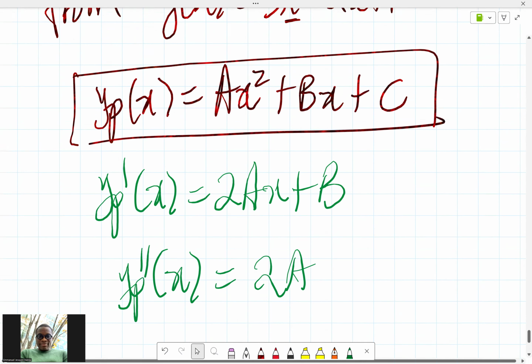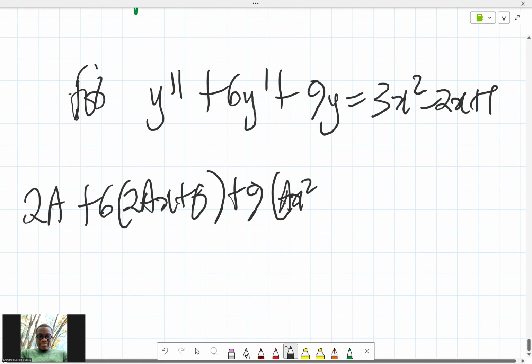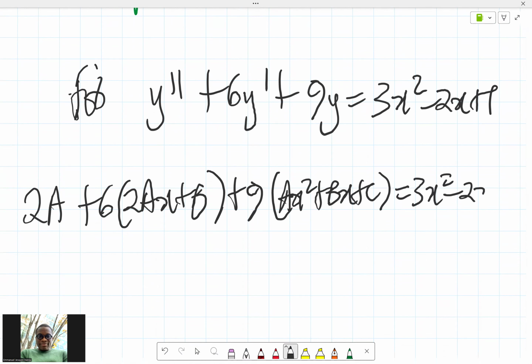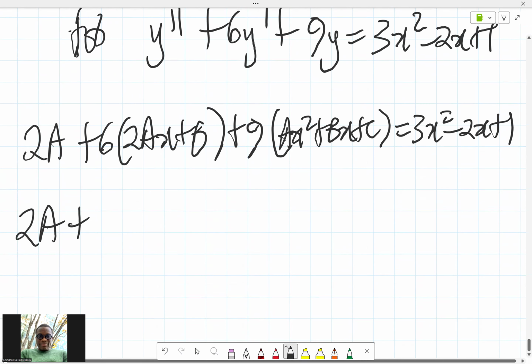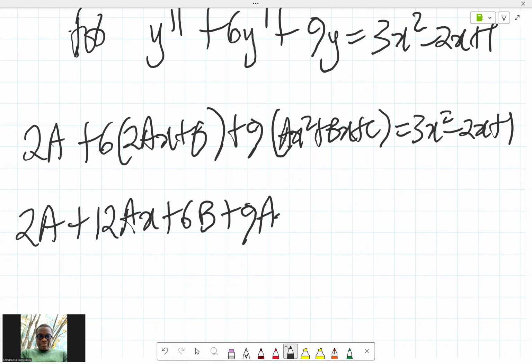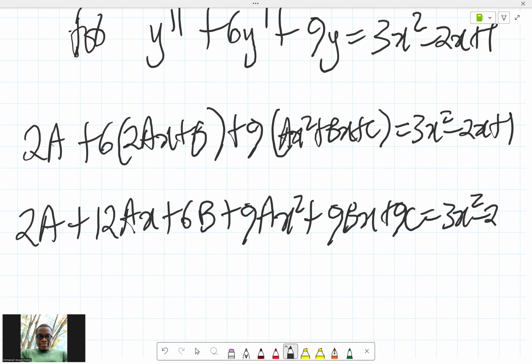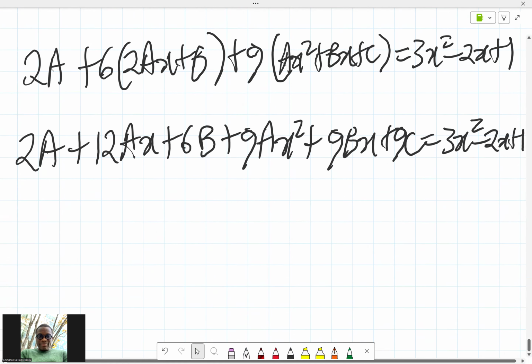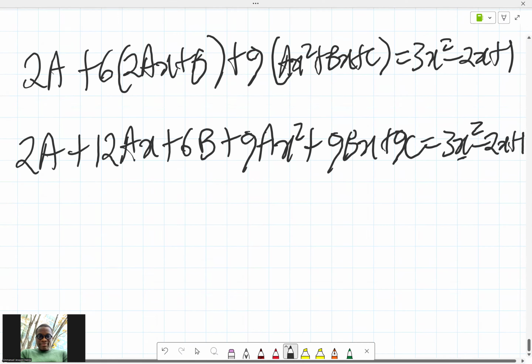9 is ax squared plus bx plus c, and all of that is equal to 3x squared minus 2x plus 1. So to make things right, let's expand. We have 2a plus 12ax plus 6b plus 9ax squared plus 9bx plus 9c is equal to 3x squared minus 2x plus 1. So what we are going to do now is to collect similar terms. So for x squared now, we have 9ax squared and 3x squared. Those are the only similar things.